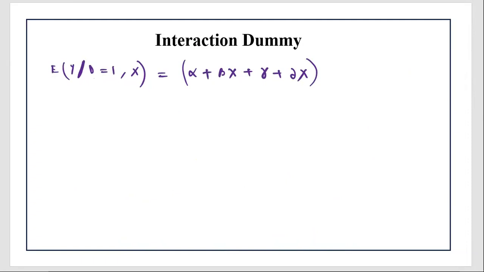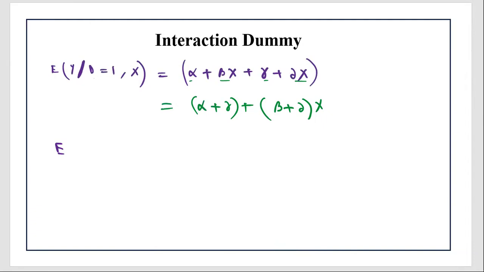Now, here, what you can do is separate out the terms which do not have x, and separate out the terms which do have x, right? So this is what you will get: alpha plus gamma, and then you have beta plus delta times x. So you can take this x out, right? So this is how you can write this.